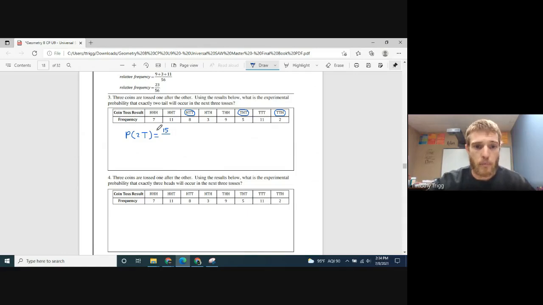Out of the total. So what's the total? You add these all together, right? So 7 plus 11 plus 8 plus 3 plus 9 plus 5 plus 11 plus 2. So there were 56 total trials, and on 15 of those trials, they got 2 tails. So the probability that in this trial they got 2 tails would be 15 out of 56.